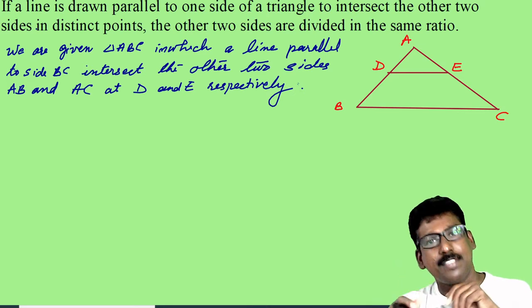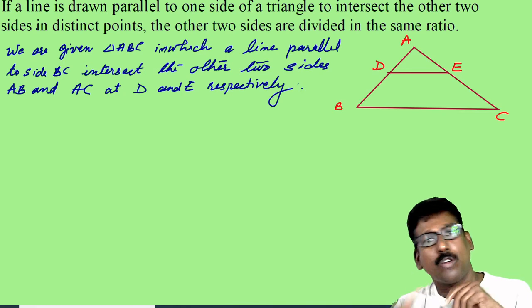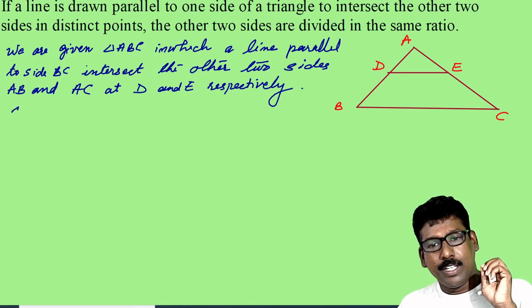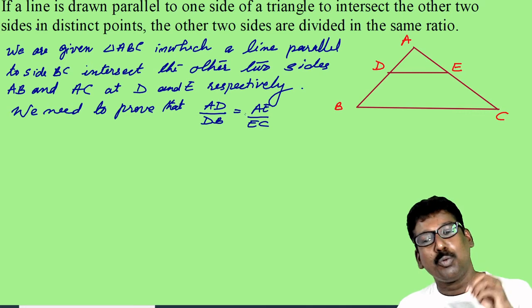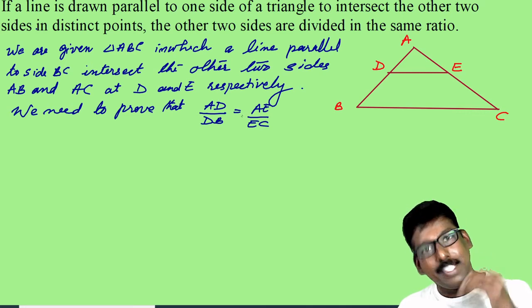This is the first step you have to write. Now, what you have to prove, that you have to write as the next step. That is, we need to prove that AD by DB is equal to AE by EC.